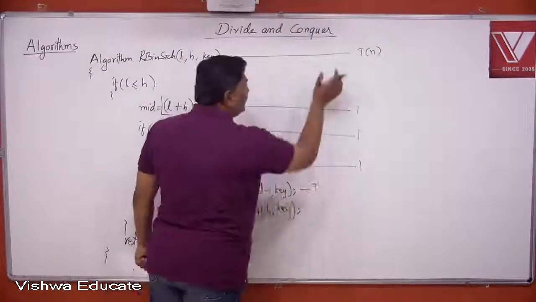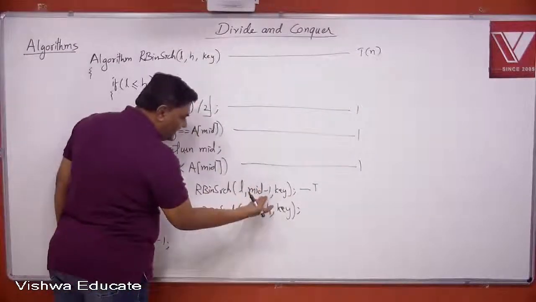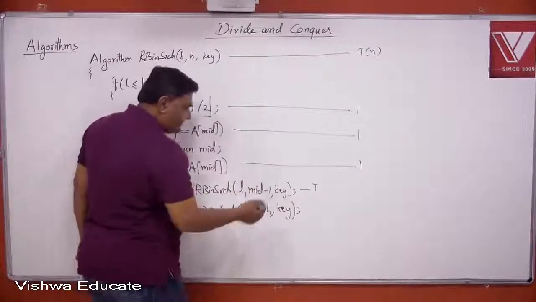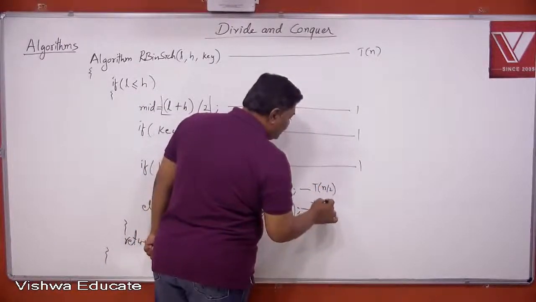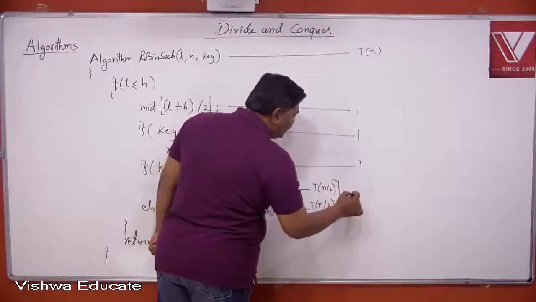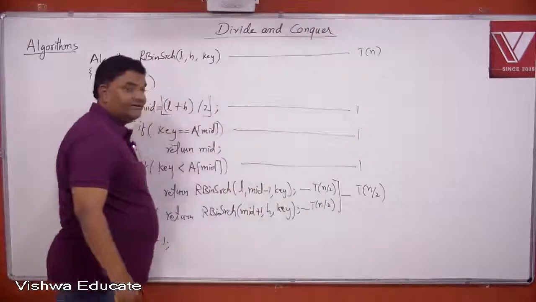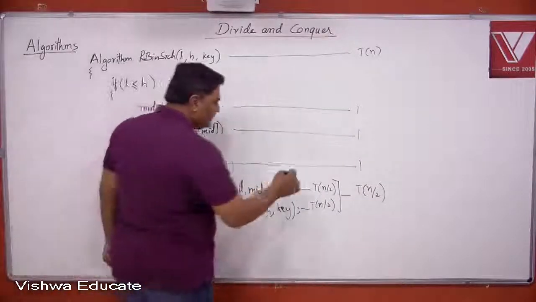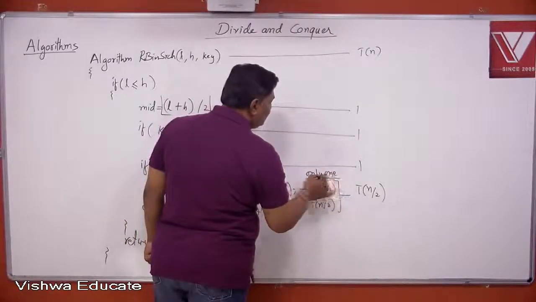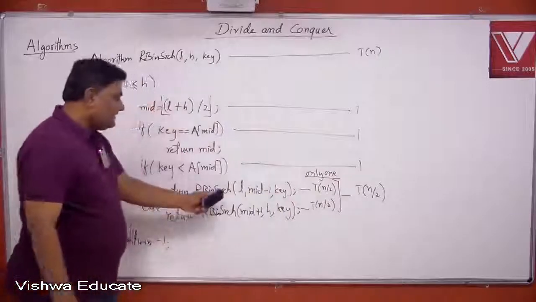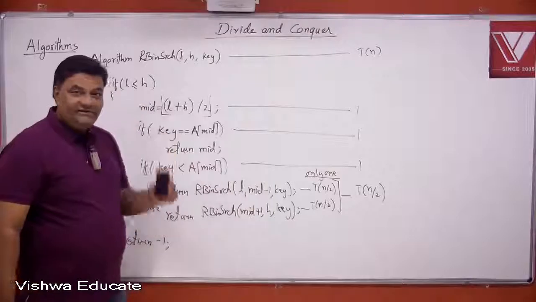Whatever the size of the elements given to it, it is splitting into half and calling half on this side, half on that side. So either this n/2 or this n/2. Out of these two, it will be calling only once. So T of n/2, only one, any one. Either it will go on the left-hand side or it will go on the right-hand side.